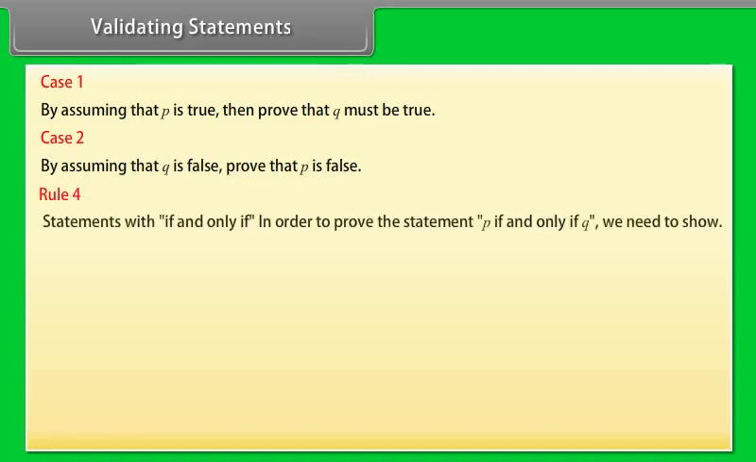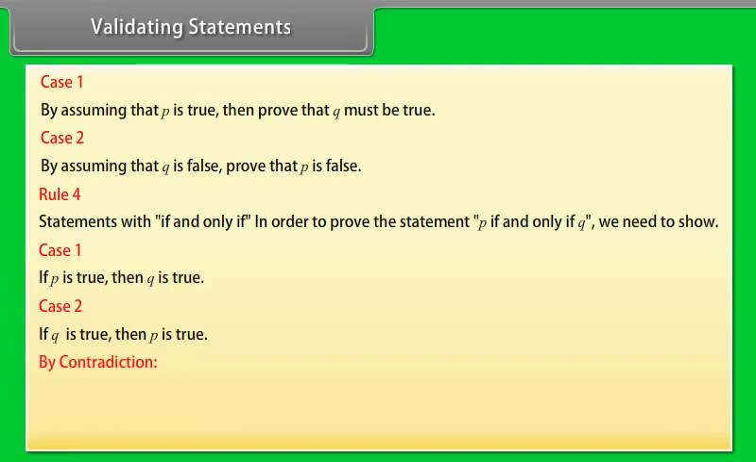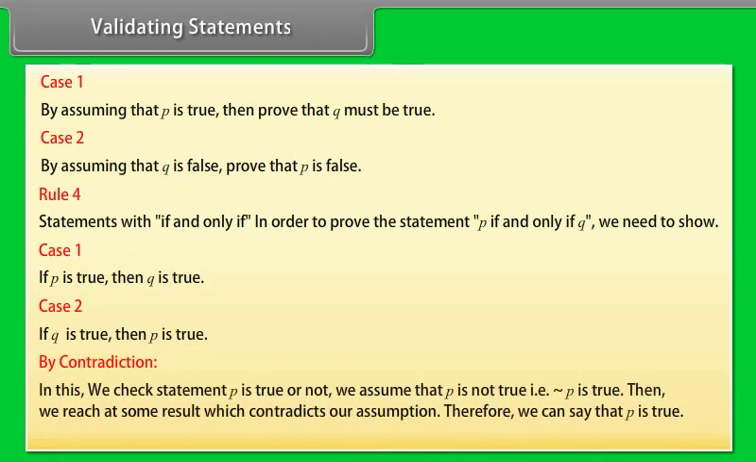Rule 4. Statements with if and only if. In order to prove the statement P if and only if Q, we need to show Case 1: if P is true, then Q is true. Case 2: if Q is true, then P is true. By contradiction. In this, we check whether statement P is true or not. We assume that P is not true, that is, the negation of P is true. Then we reach some result which contradicts our assumption. Therefore, we can say that P is true.